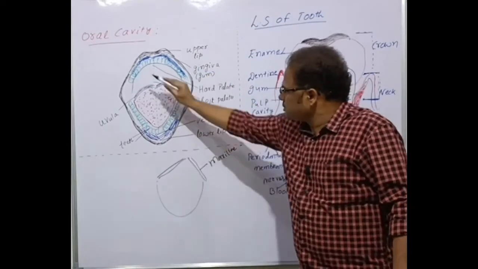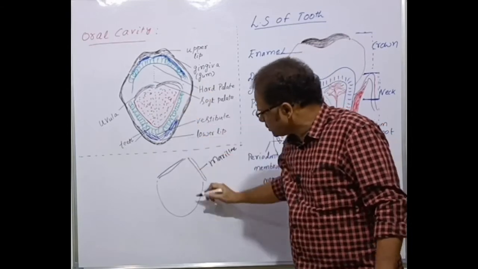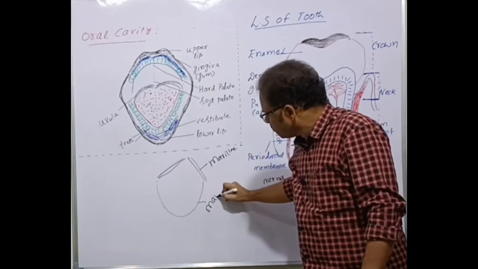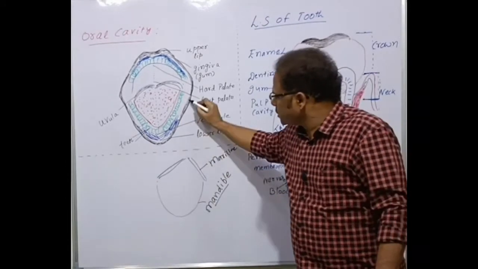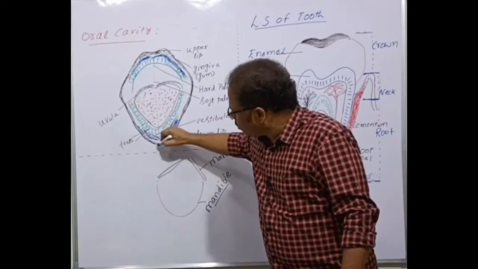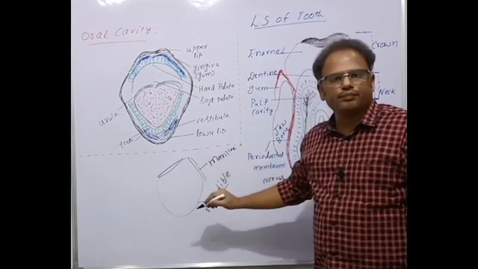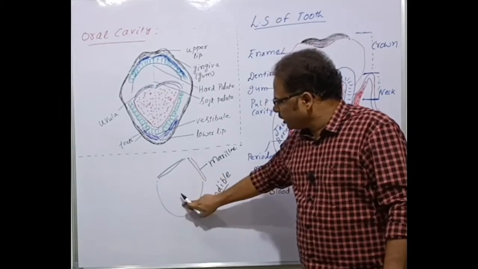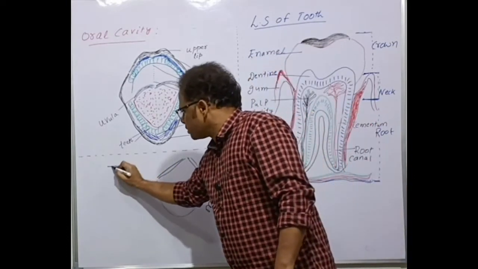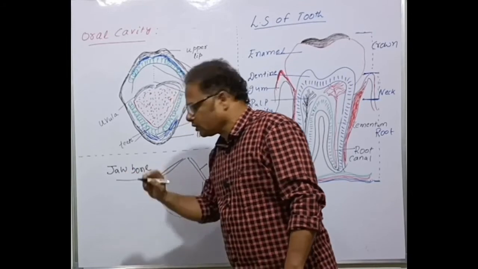You see here, this is one maxilla, and here is another maxilla. This U-shaped structure is called the mandible. Mandible means the lower jaw bone. The lower jaw bone and the two maxillae, the upper jaw bones: these three bones together are called the jaw bone.